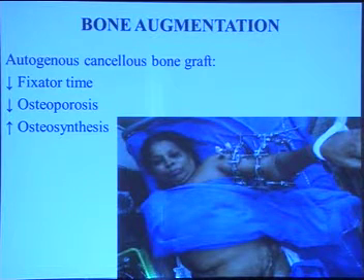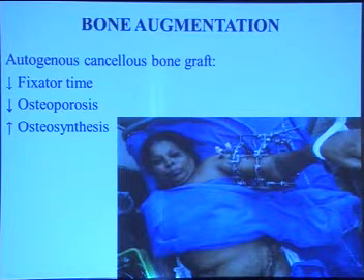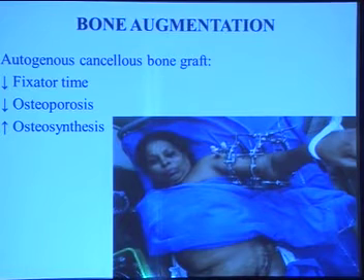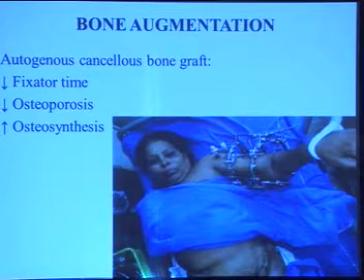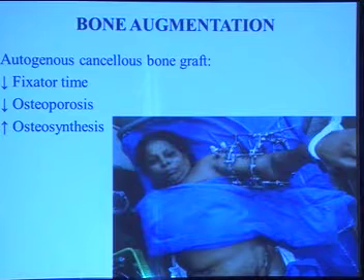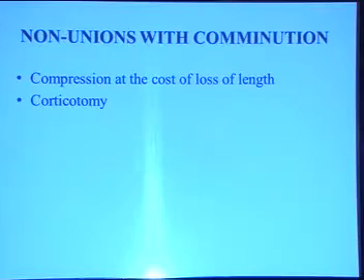Another thing, as these have very poor osteogenic potential, many times it is better to think of autogenous cancellous bone grafting, which has proved to be the gold standard in these non-unions. It reduces the fixator time. Osteoporosis will also reduce with the bone grafting. At least at the fracture site, the osteoporosis is reduced, and it enhances osteosynthesis.